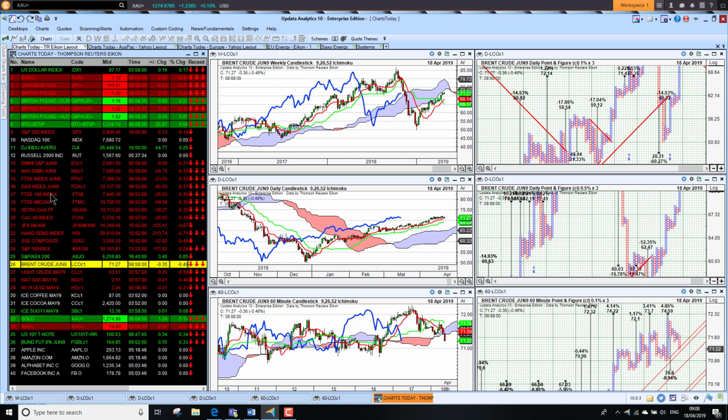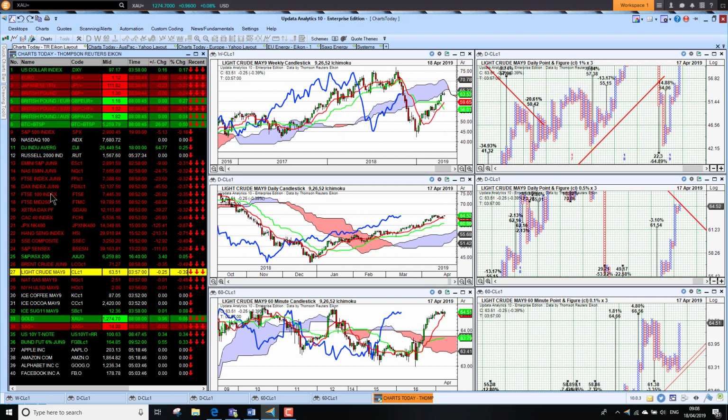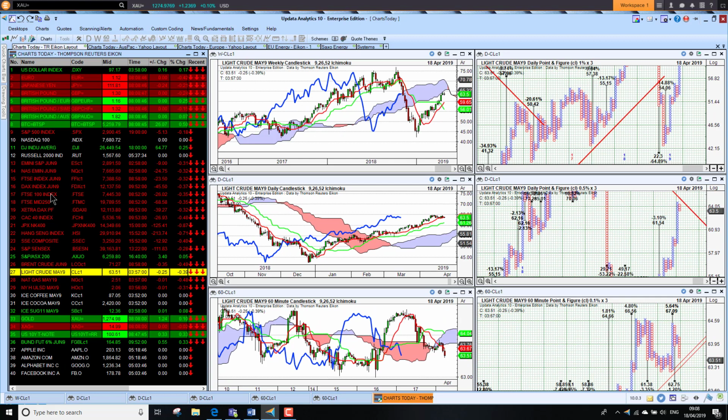Sentiment also weighing a little bit on commodities. We're seeing oil down half a dollar, 71.27 this morning, still holding bullish just, and WTI also down this morning by a similar amount, of course, 63.50 is where we're sitting at the moment.